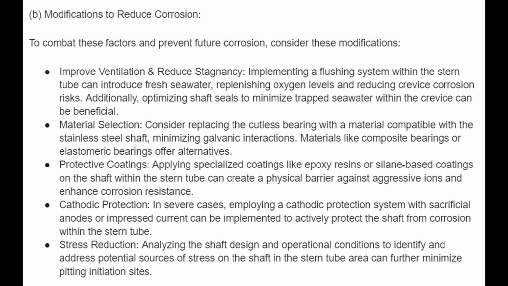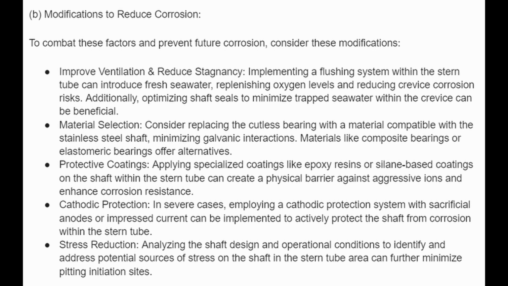2. Material selection. Consider replacing the cutlass bearing with a material compatible with the stainless steel shaft, minimizing galvanic interactions. Materials like composite bearings or elastomeric bearings offer alternatives. 3. Protective coatings. Applying specialized coatings like epoxy resin or silane-based coatings on the shaft within the stern tube can create a physical barrier against aggressive ions and enhance corrosion resistance.